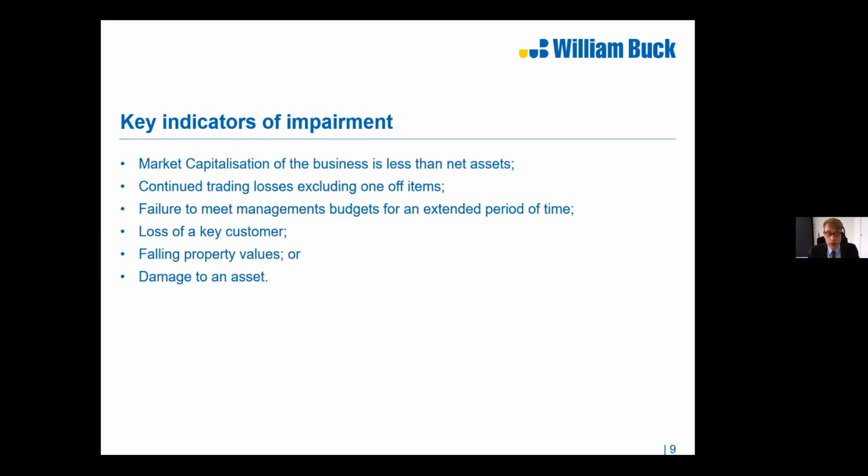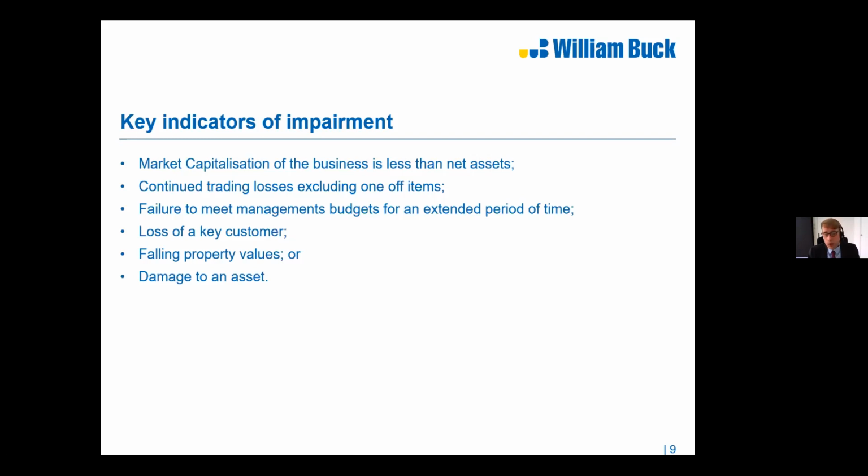Continued trading losses, excluding one-off items. So if the business is constantly going through a period of losses, and that excludes the one-off items. When we look at profitability of the business, we do add back one-offs. So if there were some significant restructuring costs incurred in a particular year, we might add that back and then go from there. Failure to meet management's budgets for an extended period of time. Every year when we do the impairment test, we look back and assess, how did we go last year? Were we accurate in our budgeting process?